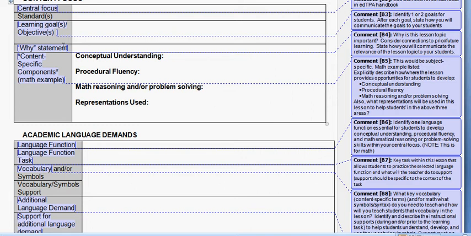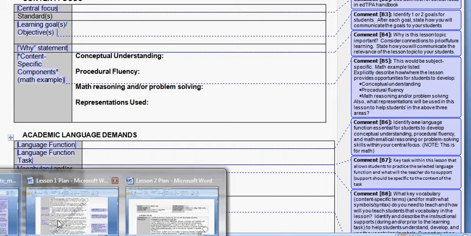So this should be a more common language sort of statement, something that's very accessible to all students. It shouldn't have too much depth in the sense of needing lots of language in order to understand it. It should really be a statement that anyone could come into your classroom, read the why statement, and get a sense of the relevance of the topic.